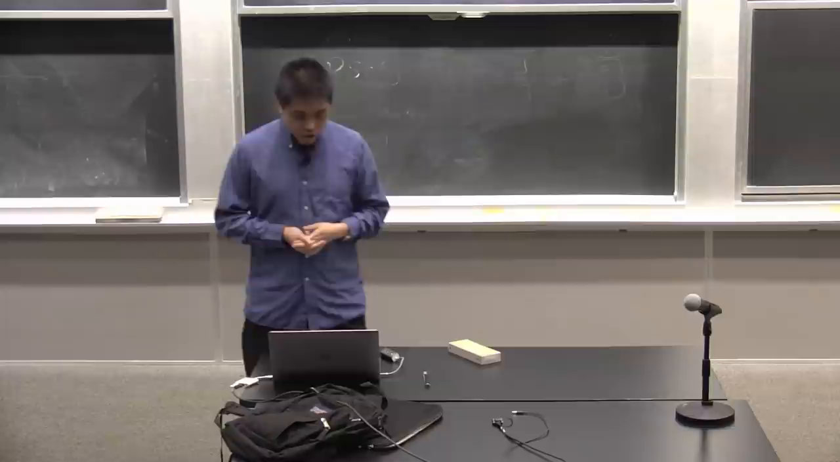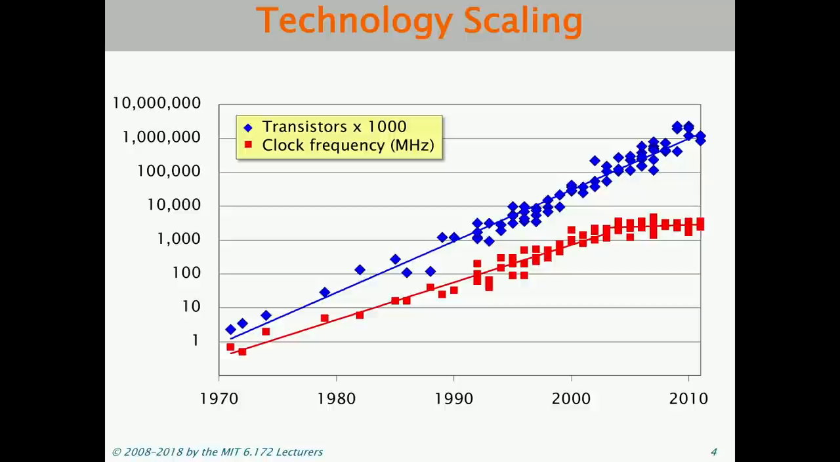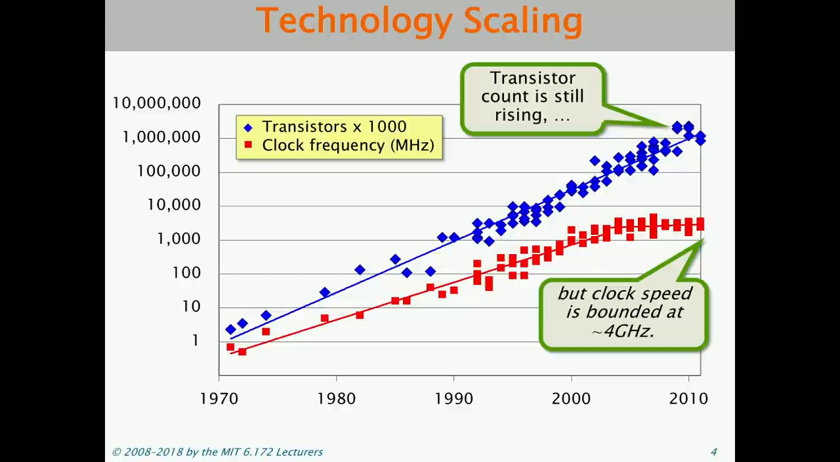However, if you look at the clock frequency line, you see that it was growing quite steadily until about the early 2000s, and then at that point, it sort of flattened out. We couldn't increase the clock frequencies anymore, and the clock speed was bounded at about 4 gigahertz. So nowadays, if you go buy a processor, it's usually still bounded by around 4 gigahertz. It's usually a little bit less than 4 gigahertz because it doesn't really make sense to push it all the way, but you might find some processors that are around 4 gigahertz nowadays.